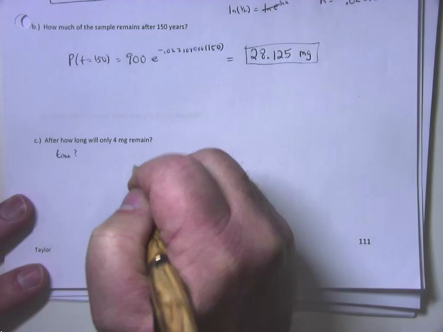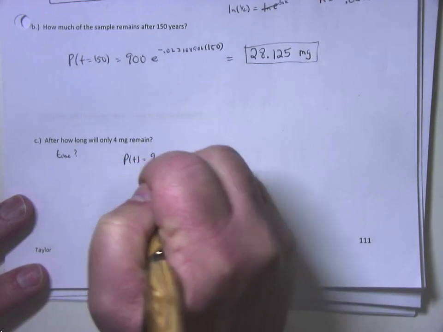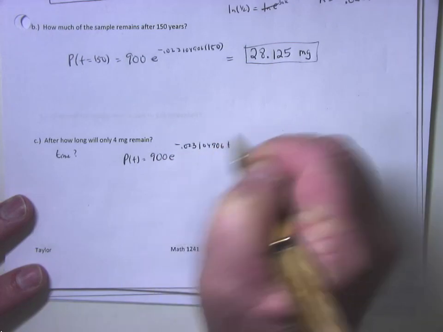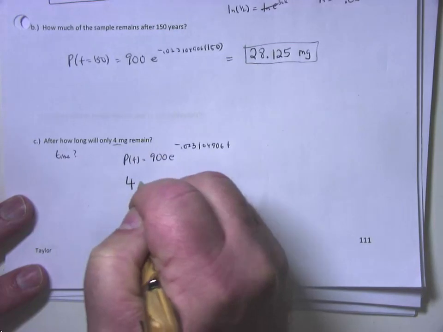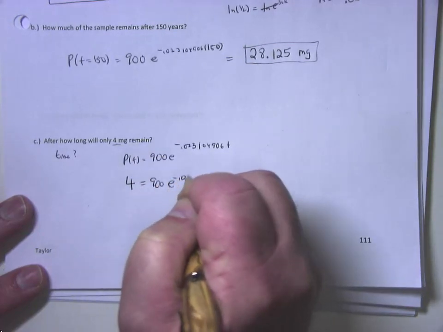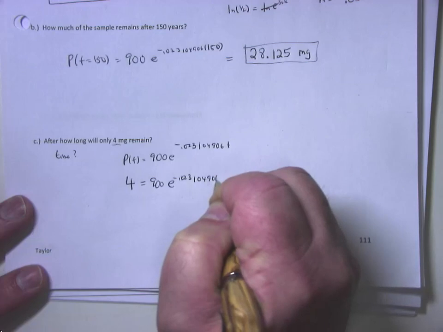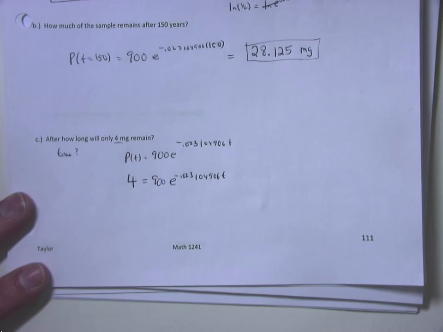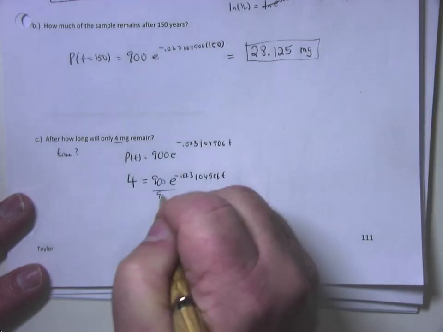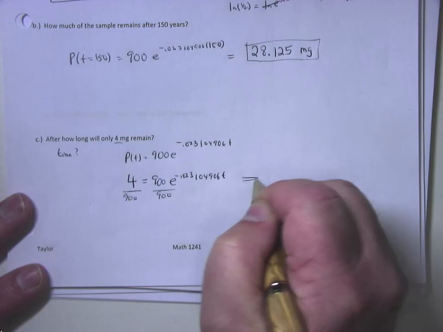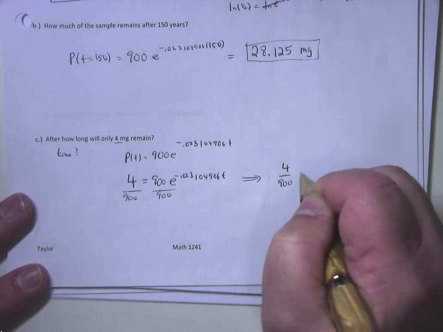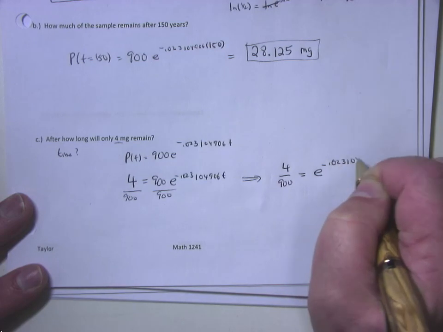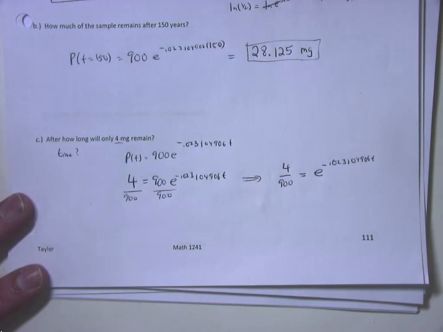So again, here's my equation, which is P of t equals 900 e to the negative 0.023104906t. 4 milligrams, that goes here. 4 is equal to 900 e to the negative 0.023104906t. Solve for t. How would you solve for t? What's your first move? Got to get the e by itself, so divide by 900. This gives me 4 divided by 900 is equal to e to the negative 0.023104906t. What's my next move?